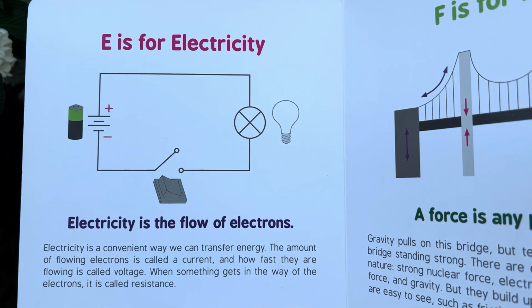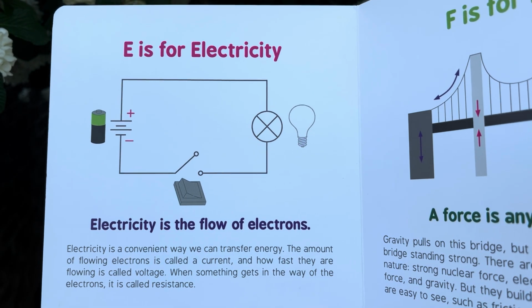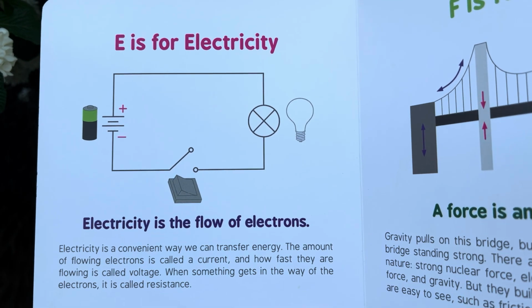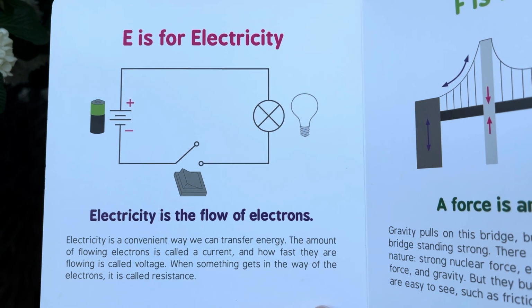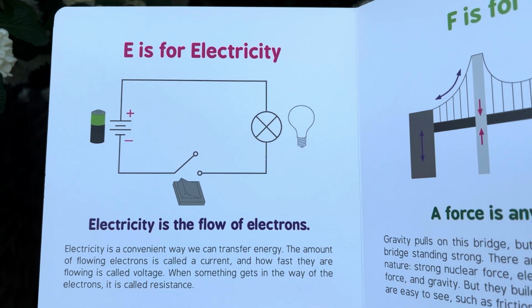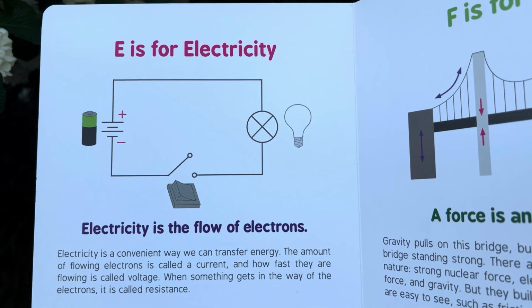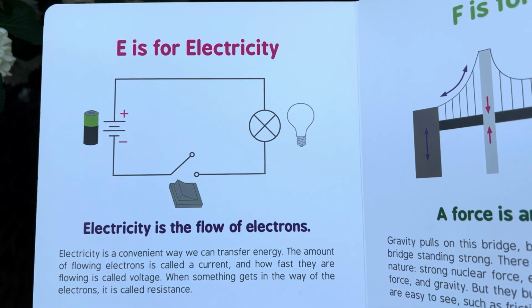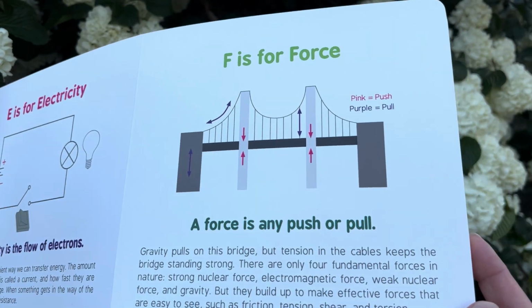E is for electricity. Electricity is the flow of electrons. Electricity is a convenient way we can transfer energy. The amount of flowing electrons is called a current, and how fast they are flowing is called voltage. When something gets in the way of the electrons, it is called resistance.